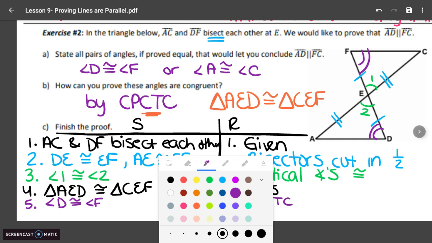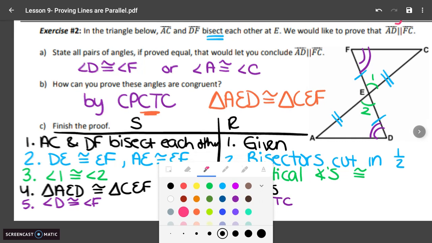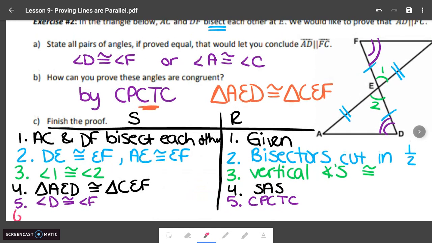And now we wrap this whole thing up because I can say what I'm trying to prove, that AD was parallel to CF or FC, either way, because I showed that we had congruent alternate interior angles and they're formed by parallel lines.